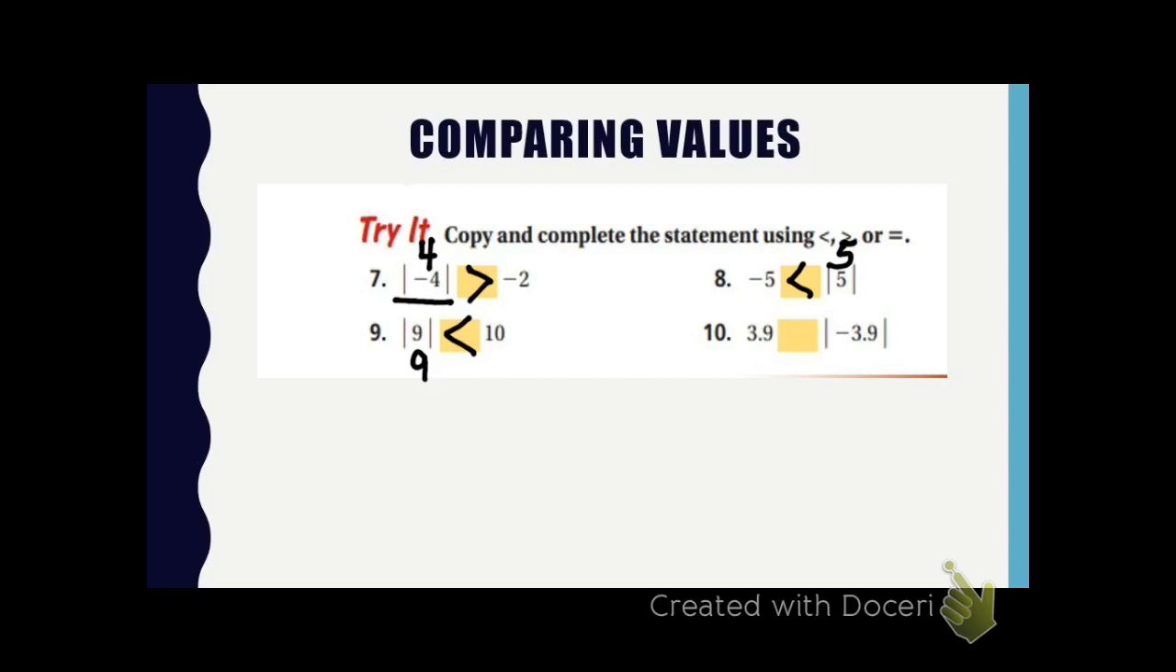We have 3.9, and then we have the absolute value of -3.9. All right, and I know that the absolute value cannot be in negative units. I also know that the absolute value of -3.9 is 3.9. So these are actually equal. 3.9 is equal to 3.9.